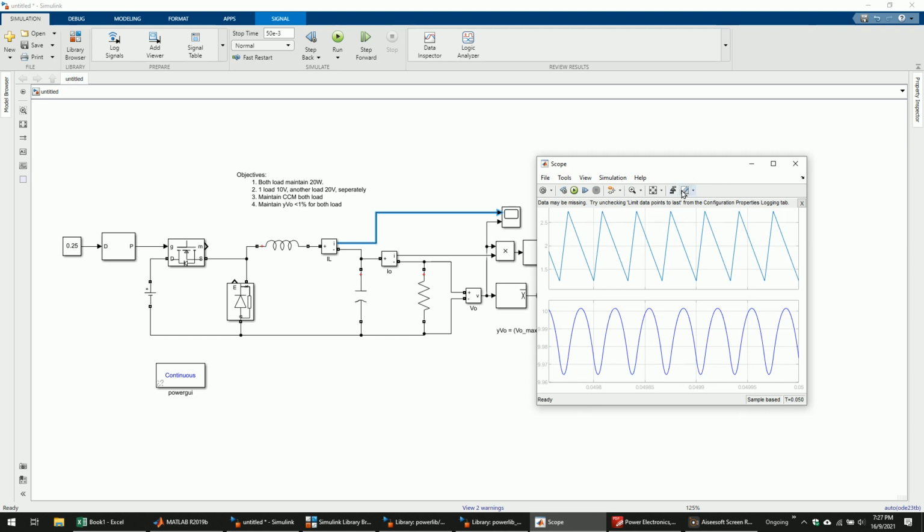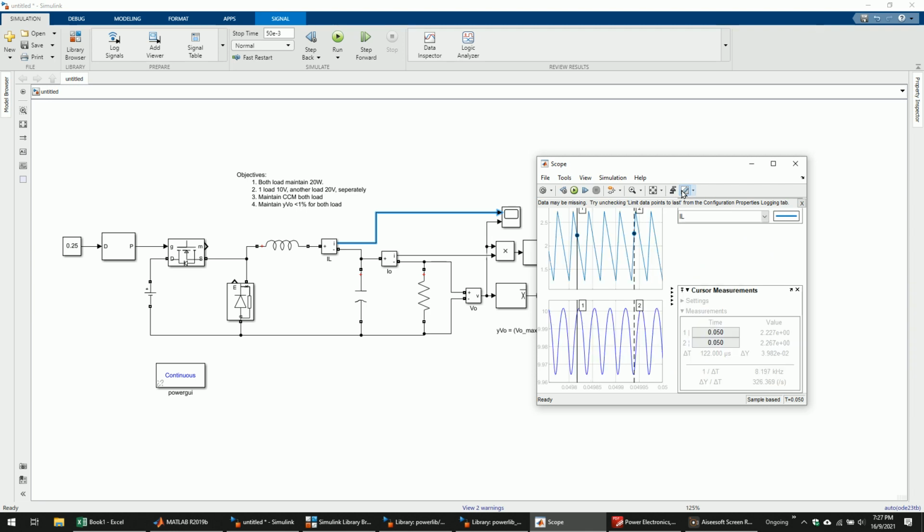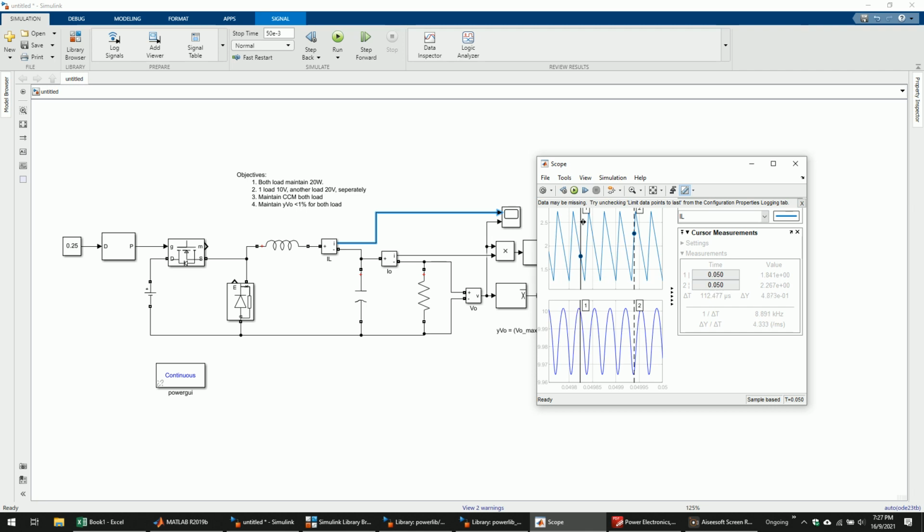So to measure this, go to the ruler. Because you want to measure the first one, if you look here, to ensure the continuous current mode, you have to take a picture here of the minimum current. You can see here the minimum current.